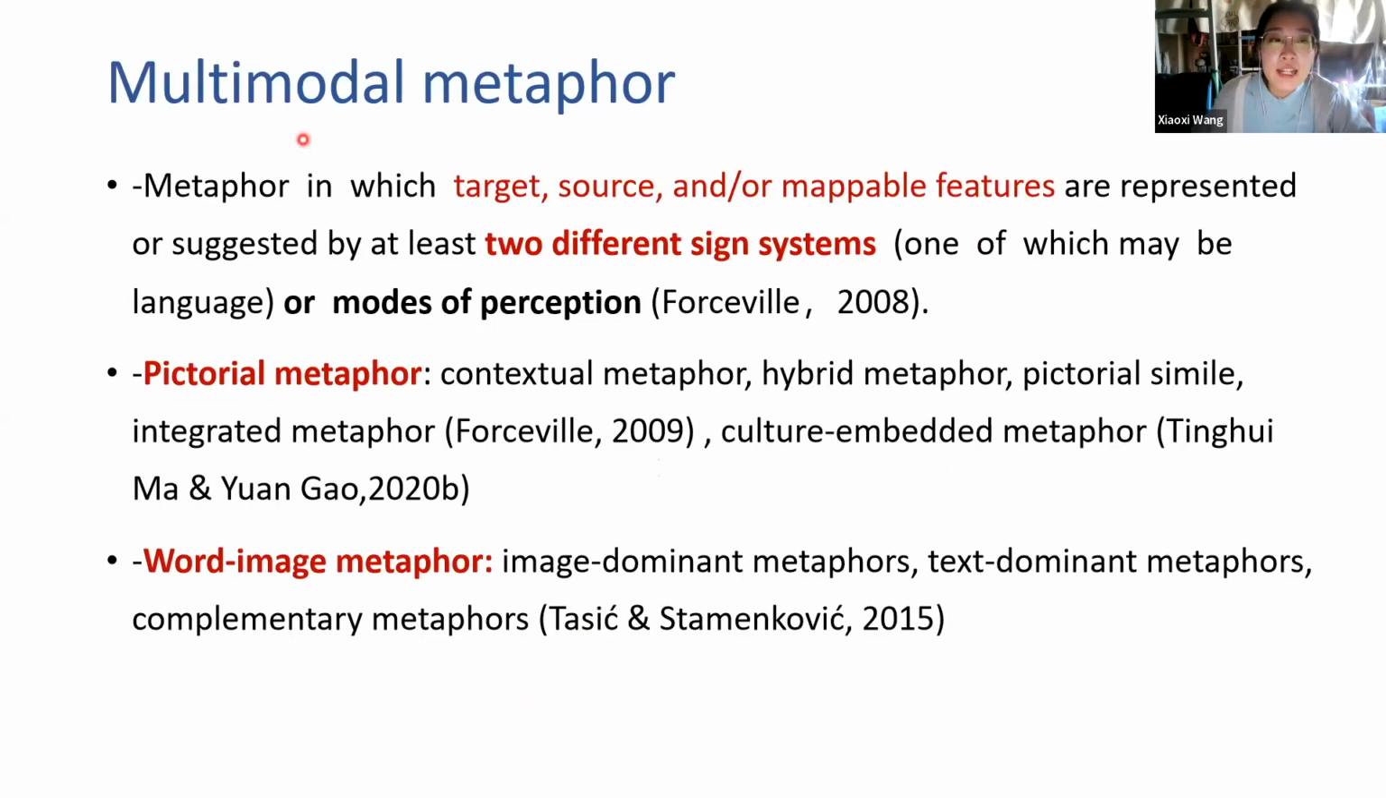The second one is multimodal metaphor, proposed by Forceville. He believes that a multimodal metaphor is one in which target, source, and or mappable features are represented or suggested by at least two different sign systems, one of which may be language or modes of perception. Here are two kinds of them. The first is pictorial metaphor, including contextual metaphor, hybrid metaphor, pictorial simile, integrated metaphor, and culture-embedded metaphor. Another is word-image metaphor, which includes image-dominant metaphors, text-dominant metaphors, and complementary metaphors.